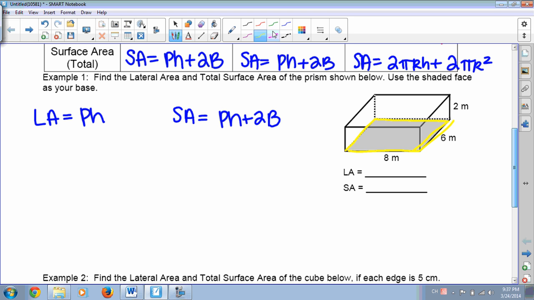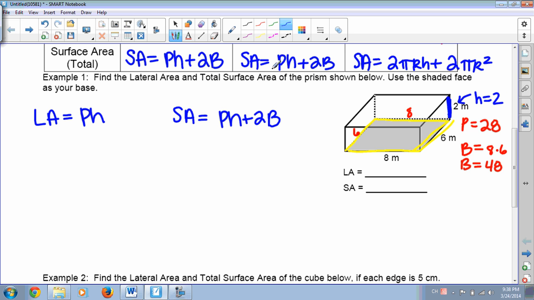So all we have to do is find one thing. First thing is the perimeter. So obviously I'm going to have to add up the sides of the perimeter. 8 plus 6 plus 8 plus 6, which would be a total of 28 meters. And then the area of the base would just be length times width, 8 times 6, which would be 48. So with that information, we have everything we need here to plug in. Now some of you might be wondering, well, what is this 2 for? This 2 is the height of your prism, so that would be your H.